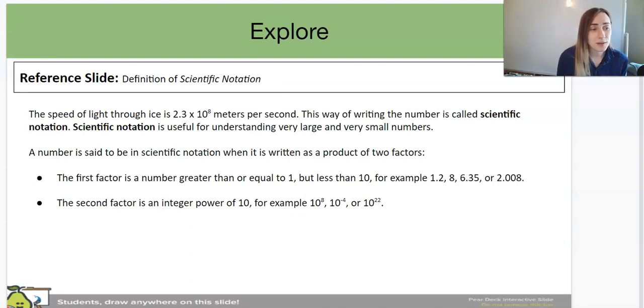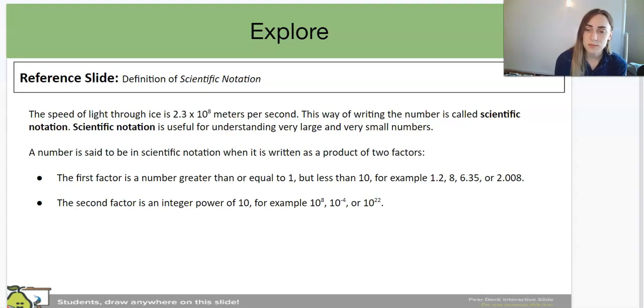And on slide B, we're finally learning our definition of scientific notation. So read along with me while I read it out loud to you. The speed of light through ice is 2 3/10 times 10 to the 8th power meters per second. This way of writing the number is called scientific notation. Scientific notation is useful for understanding very large and very small numbers.